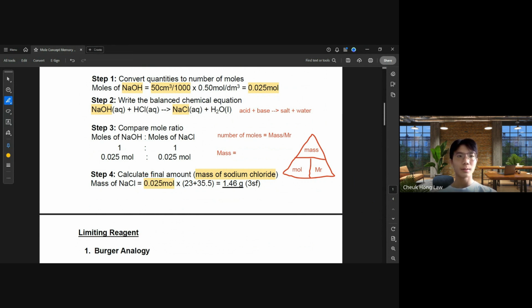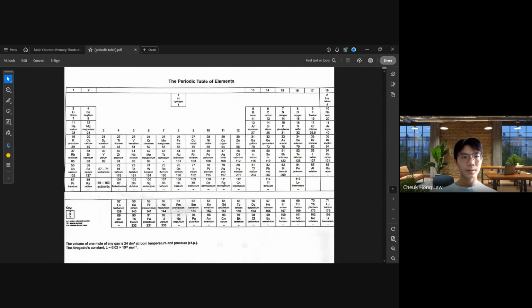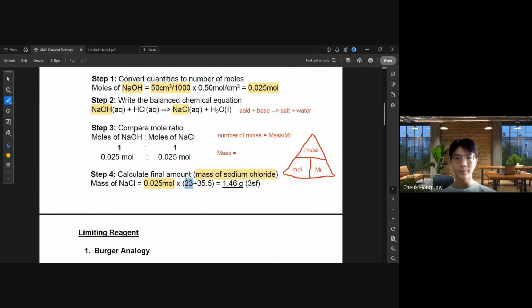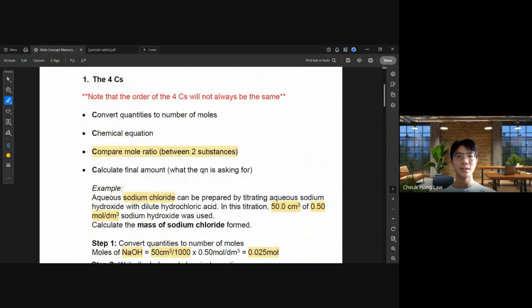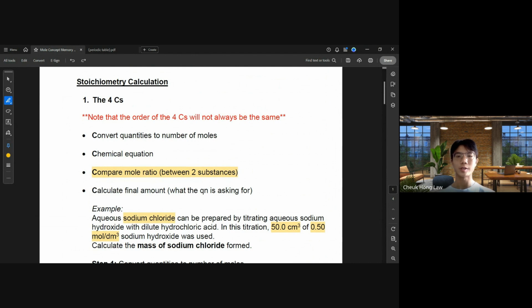Okay, so I'm going to look at the periodic table. Sodium, the Mr is basically the bigger number. So if we look at sodium, it's 23. Then chlorine is 35.5. So I take 23 plus 35.5, add them up, and multiply by the number of moles, which is 0.025. Then I get the mass of sodium chloride. I keep it to 3 significant figures. And this is how you solve stoichiometry questions.